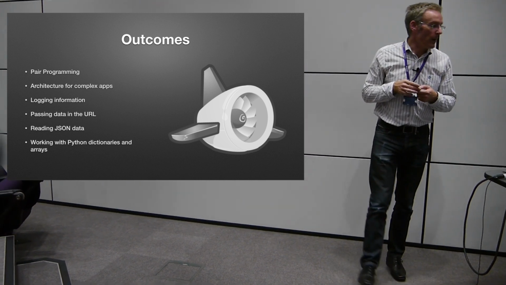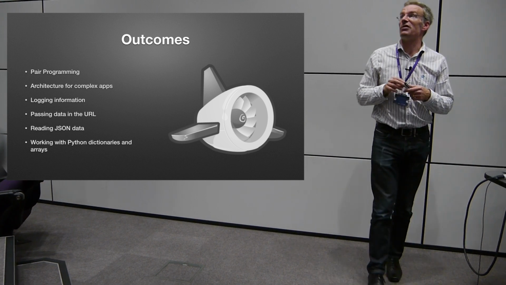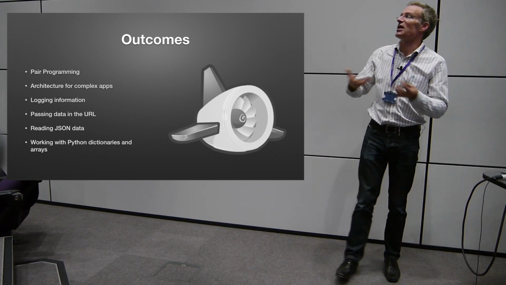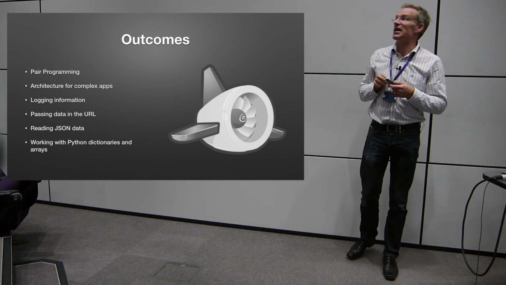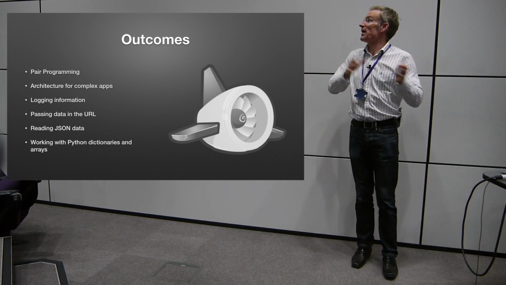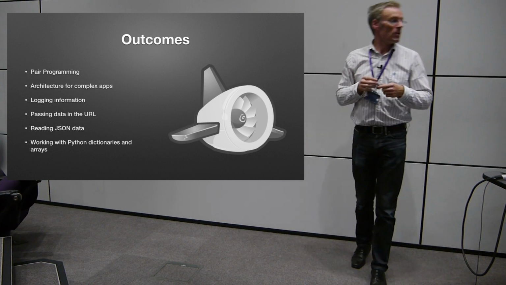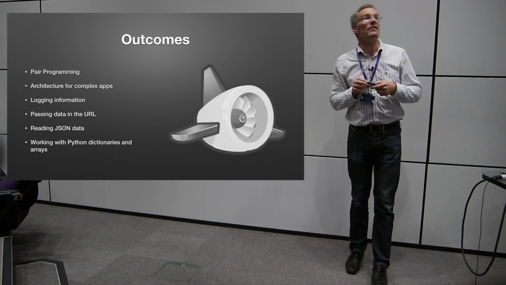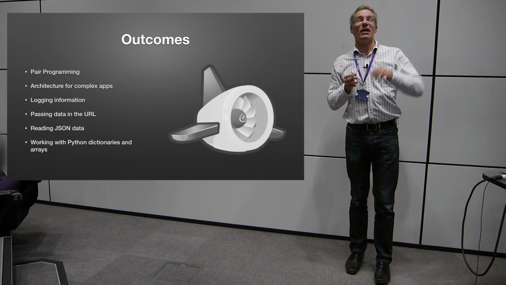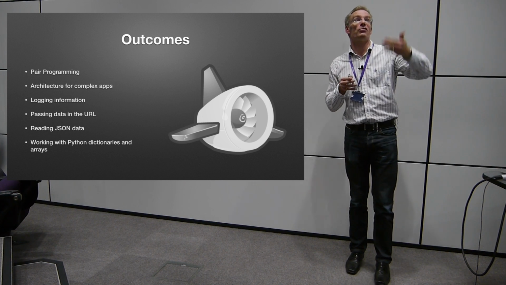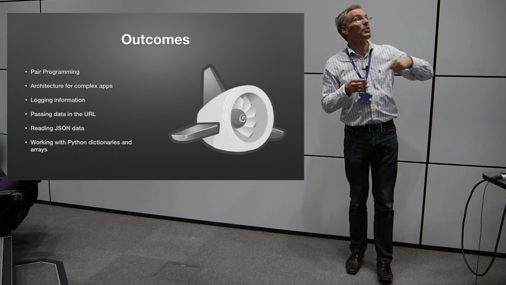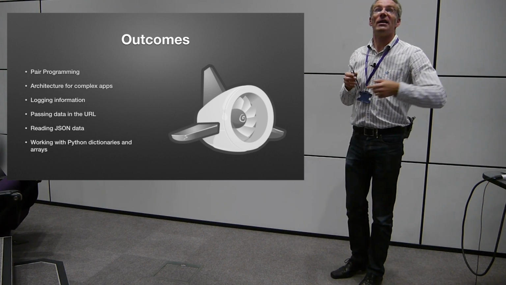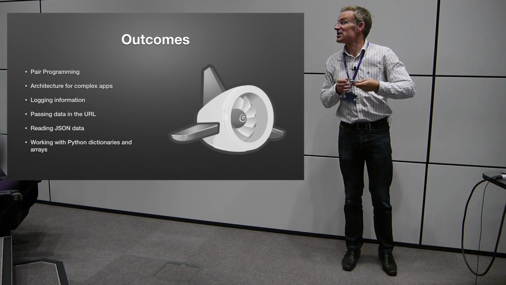So what we're going to do is talk about pair programming, which is a Scrum-style rapid development technique. We're going to look at how we architecture complicated apps as we get more than a couple of pages, how we make sense of it all. We're going to look at how we log information. I'm going to show you, you know that log thing that pops up on the screen when you run the app with all the error messages in? I'm going to show you how to put your own messages in that log file and how to change the level of logging to make sense of it.